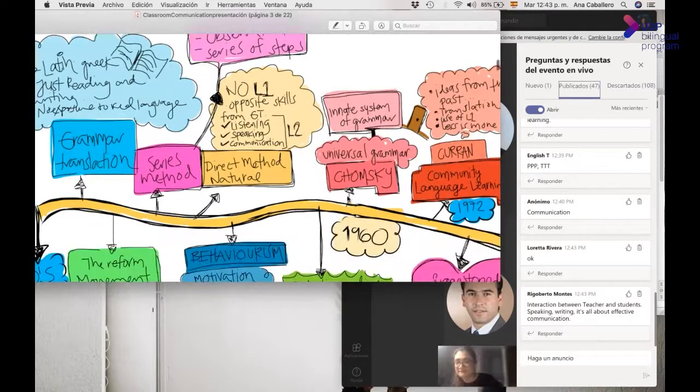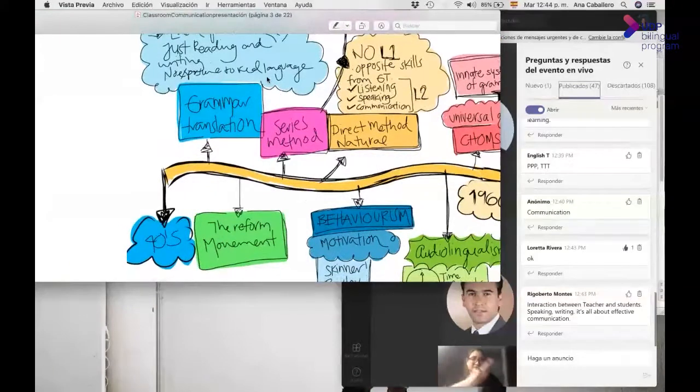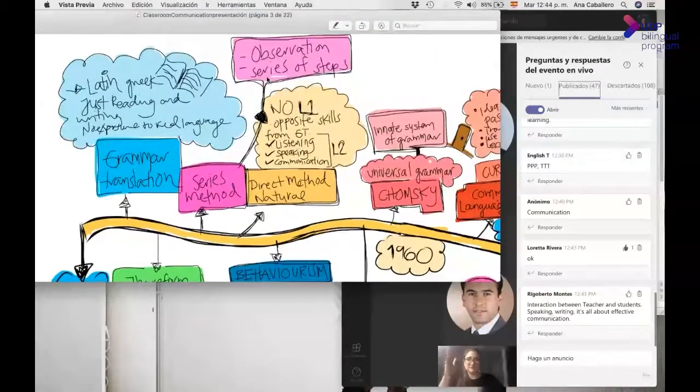Okay, then we came to the total opposite of the grammar translation. This is why this period of time is so important, because we went from reading and writing to the total opposite. This was completely no first language, just listening, speaking, and communication. And I'm doing this because it was not communication itself. It was just a series of steps of repetition, and this is a bit of TPR. I saw that some of you teach kindergarten, so you know what TPR is. I'm going towards that in a moment.